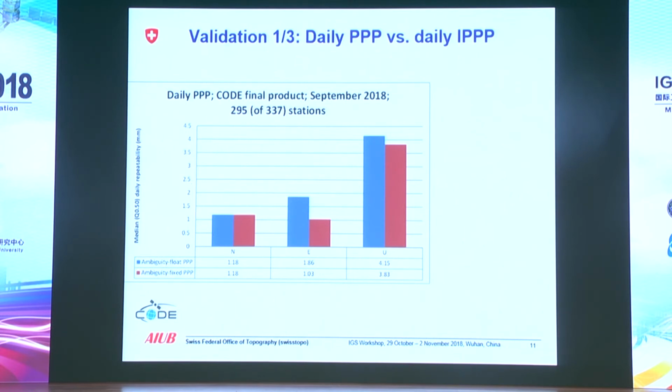Now the validation part, we did a lot of studies. I just restrict here to 3 possible validations. So this is the outcome from the PPP analysis. In blue, ambiguity float. In red, ambiguity fixed. Statistics created for September this year. And you reduced here the number of stations, so just stations were included where we had a significant number of days contributed. And what you see here is roughly a factor of 2 for the east component, as expected.